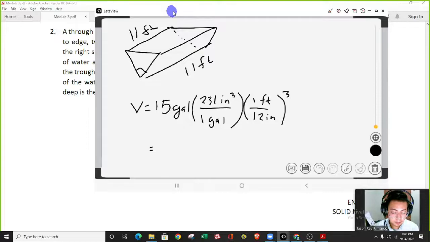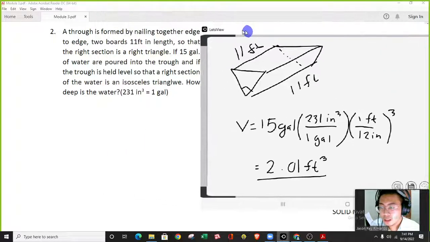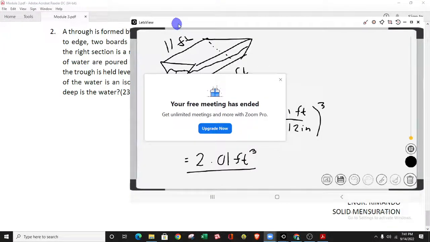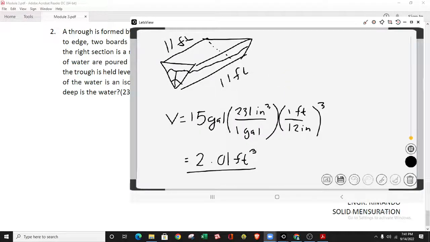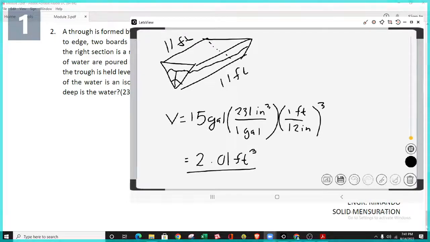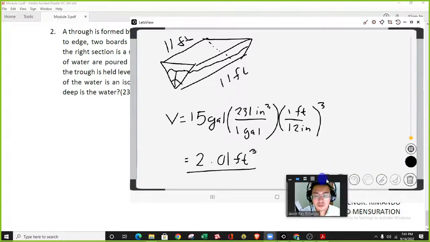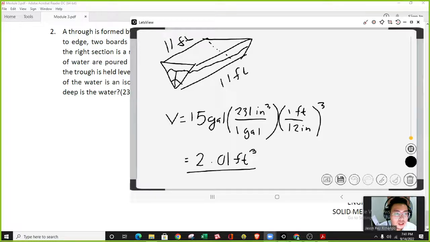Ilan yung volume? What is the volume? 2.01 cubic feet. Okay? So, from there, hahanapin natin kaano nga ba kataas yung water.